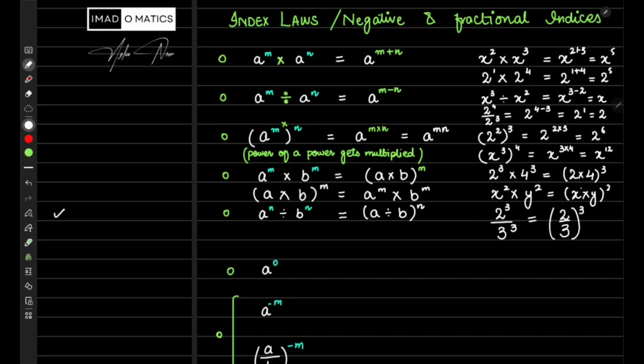The same applies with variables also, and in the same way it is also true the opposite way. If you are given a divided by b whole power n, then this power will be distributed on both the numbers or variables, like a to the power n divided by b to the power n. I hope you understand this. This is true both ways.